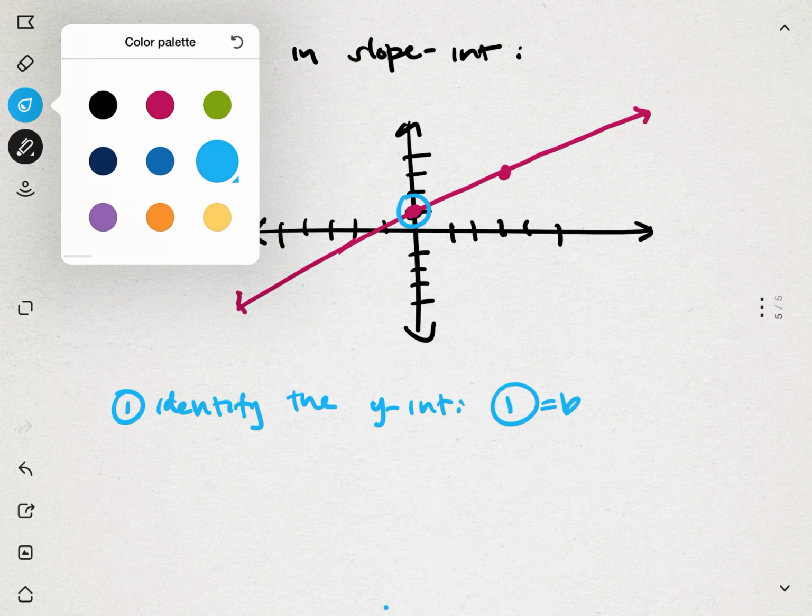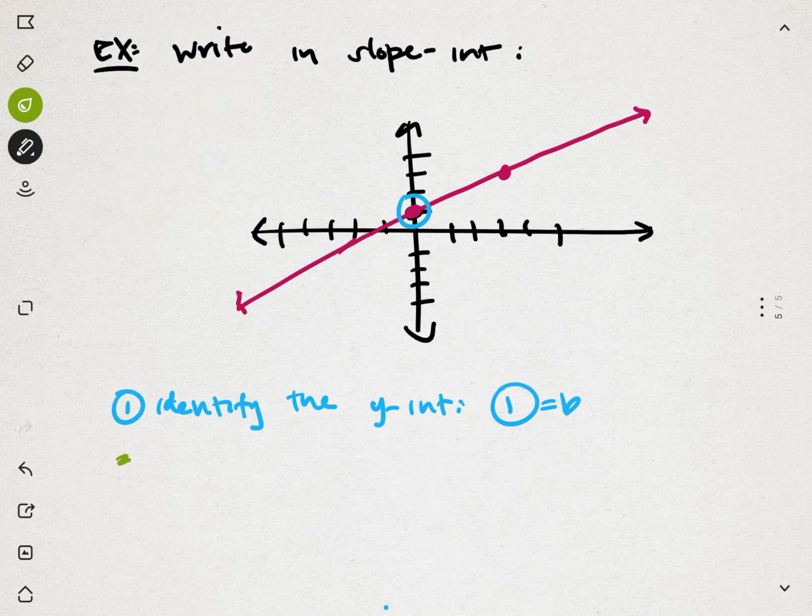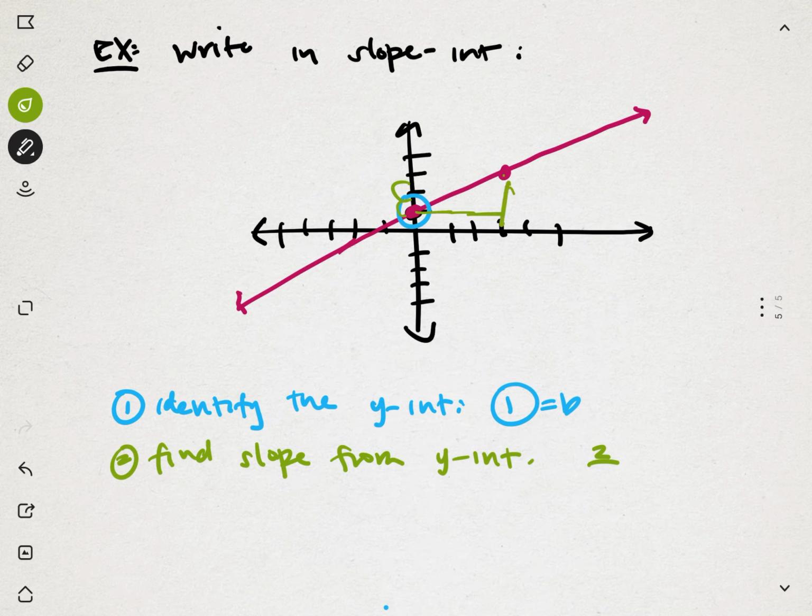And then we're going to find our slope. And we're going to start at the y-intercept. So from the y-intercept, let's count over how much do we go up to this point. Well, we go up 2 spaces, so the rise is 2, and then the run would be 1, 2, 3. So the slope would be 2/3.